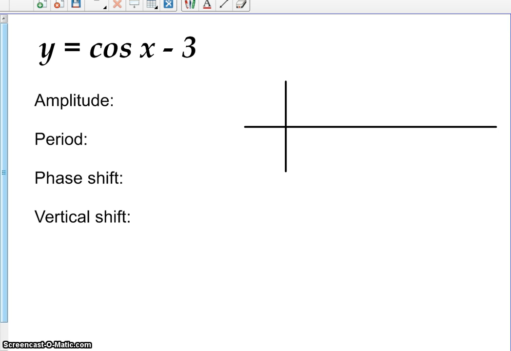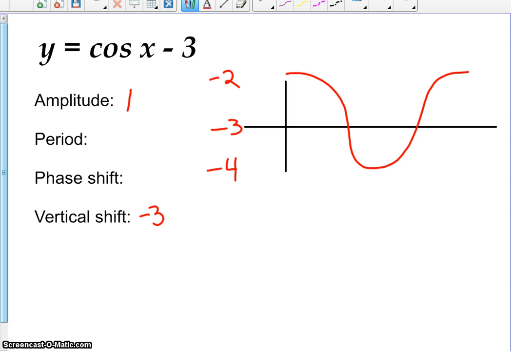All right, let's look at another one. Now our vertical shift was a -3. So now our -3 is our vertical shift. +1 would be -2, and lower than that would be -4. So this curve looks like that, all right? And it's really just about, okay, do I have the right midline here?